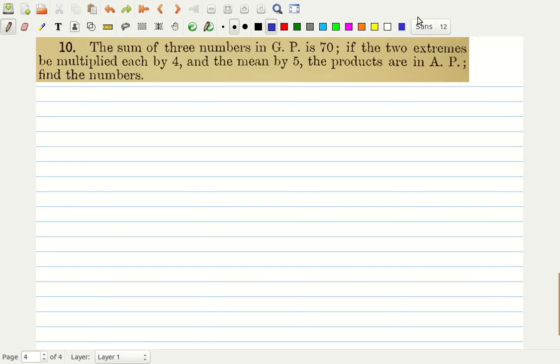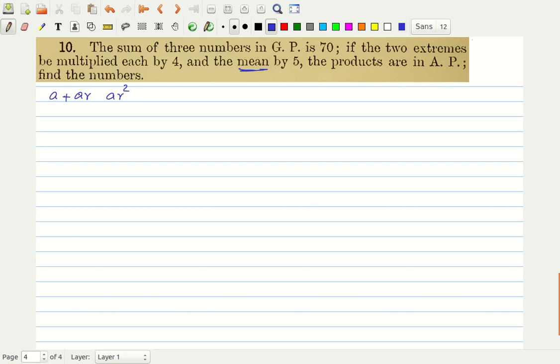Okay, let us look at problem number 10. The sum of the three numbers in GP is 70. If the two extremes be multiplied each by 4 and the mean by 5, over here they mean the geometric mean, that is the middle term, the products are in AP. Find the numbers. Okay, so let us say that our three terms are A, AR, AR square. So these three terms are in GP.